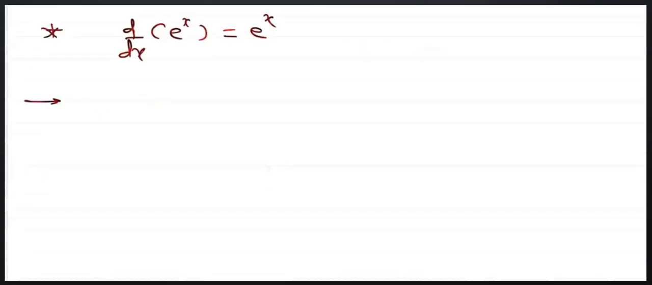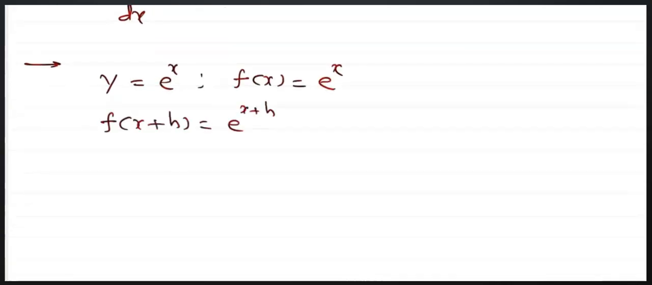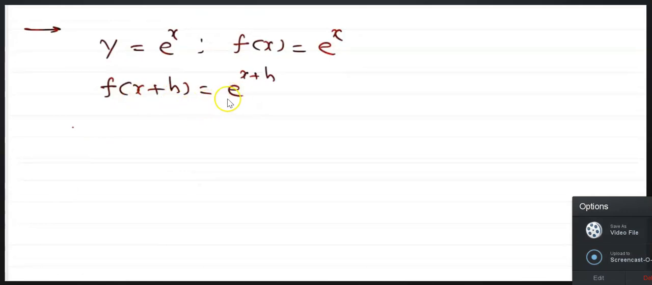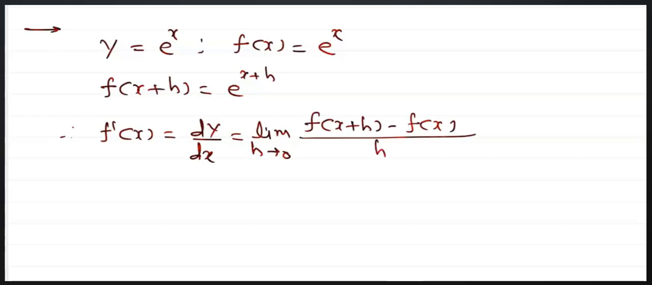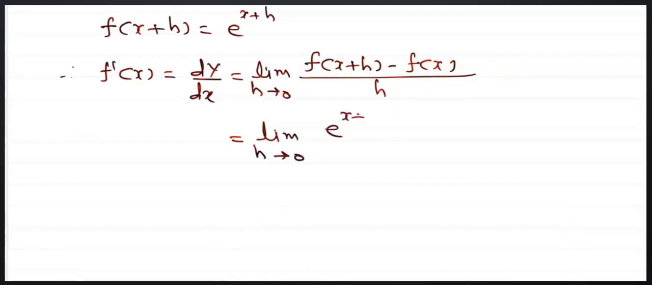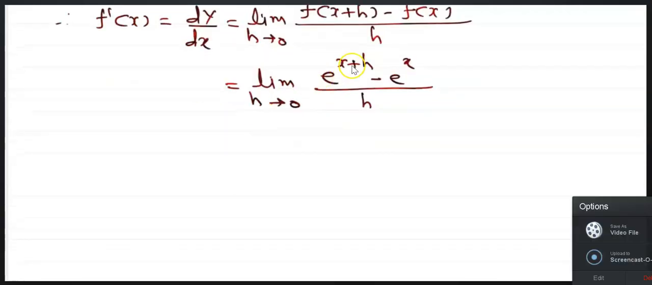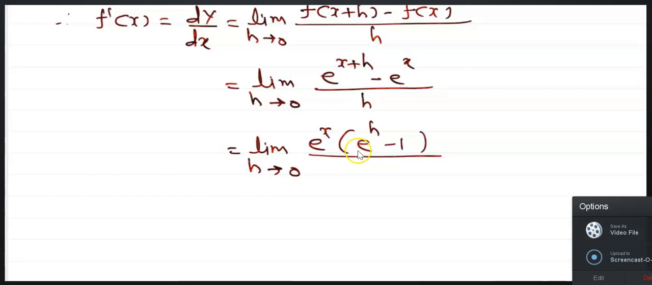Now the derivative of e raised to x is equal to e raised to x. Now y is equal to e raised to x. F of x is equal to e raised to x. What is f of (x plus h)? It is equal to e raised to (x plus h). Therefore, again the definition of the first principle, f dash of x is equal to dy by dx is equal to limit h tends to 0 of f of (x plus h) minus f of x upon h. E raised to (x plus h) minus e raised to x upon h. Take e raised to x as common, then in bracket you will get e raised to h minus 1 upon h.